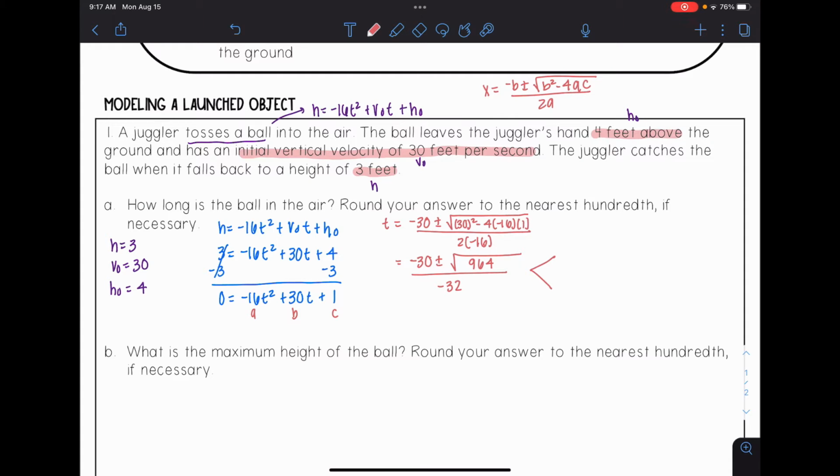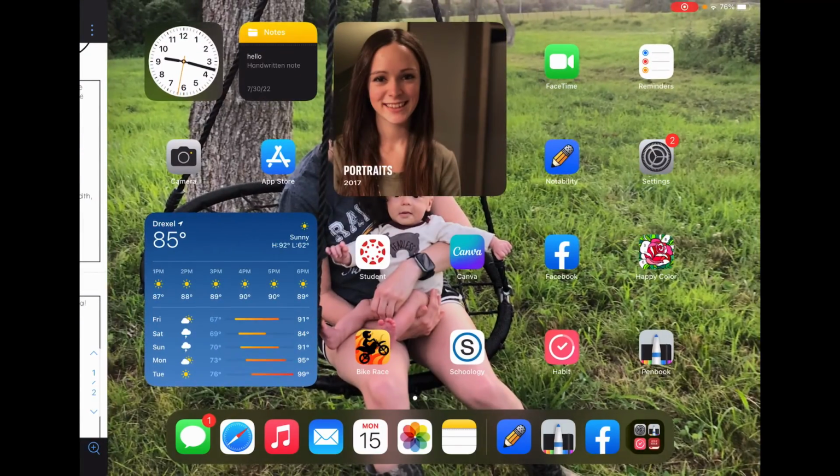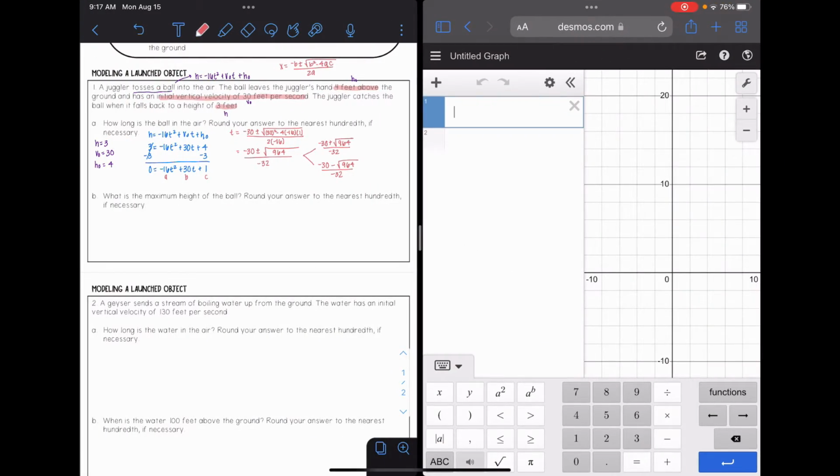And now I can go ahead and split that since I have that plus or minus. So this is going to be equal to negative 30 plus the square root of 964 over negative 32, and negative 30 minus the square root of 964 divided by negative 32. And I can go ahead and find those values in Desmos. So I want to go to desmos.com. And I'm going to plug those in. And so I have negative 30. I'm going to hit the division sign to go ahead and get that fraction.